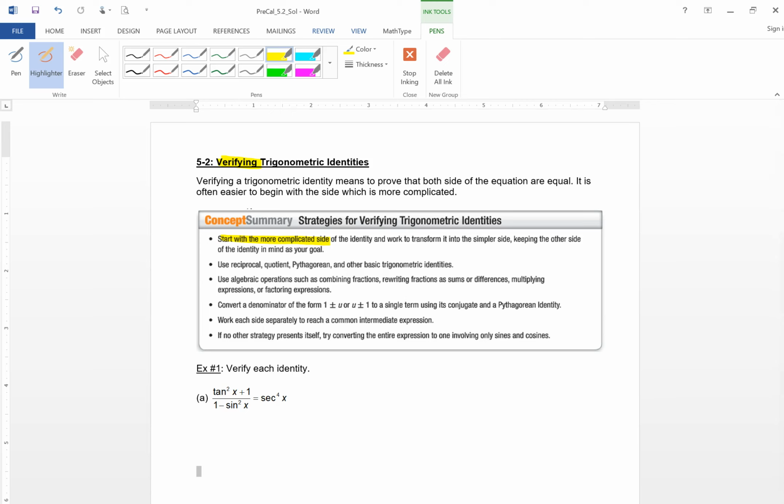Other strategies are you're going to use your identities. You can use algebraic operations like combining fractions, factoring, and so on. You're going to work with the denominator. And if nothing presents itself, you can always try to write something in terms of sines and cosines only. But like I said, by far, this is the most important. So let's start with our very first one.